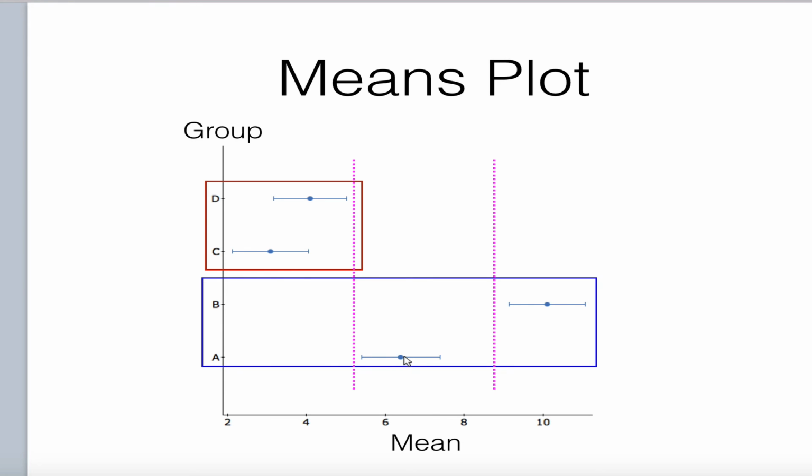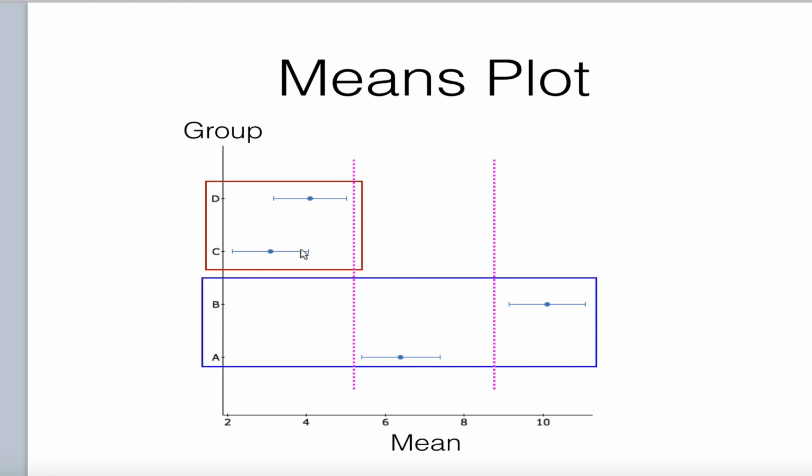And then you can confirm that by actually writing out all of the different combinations. So there's A against B, A against C, A against D, B against C, B against D, and then C against D. 6 pairwise combinations.